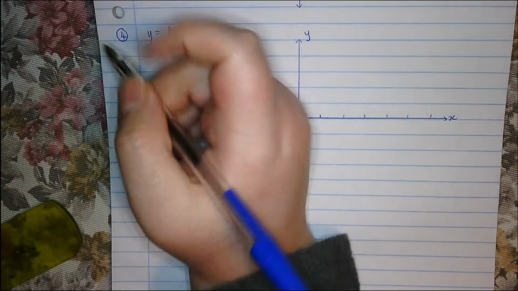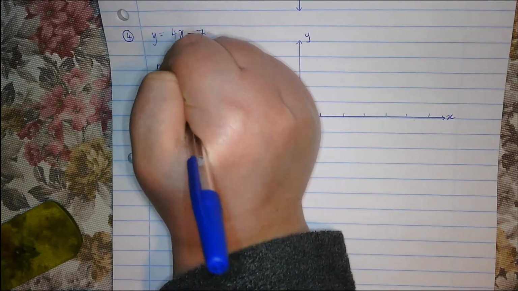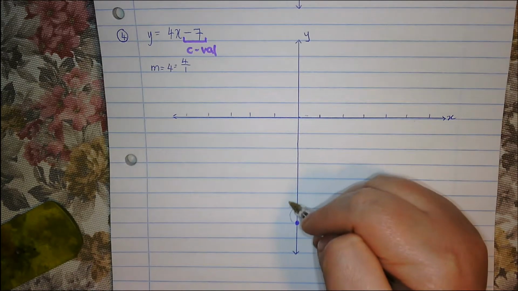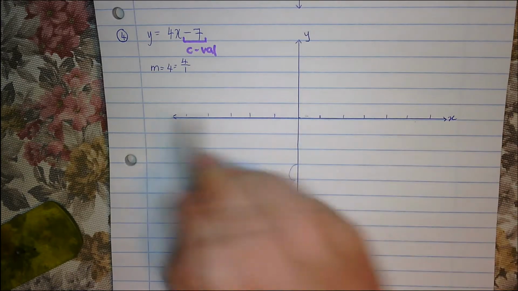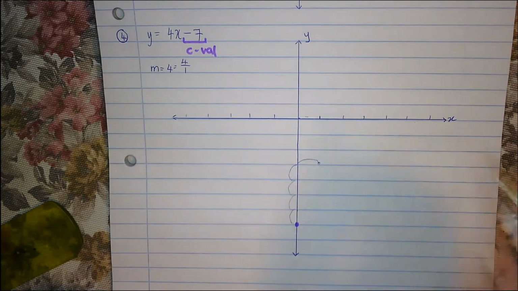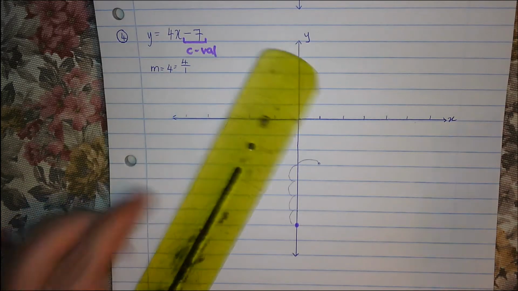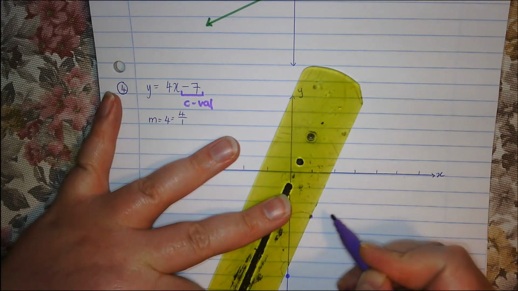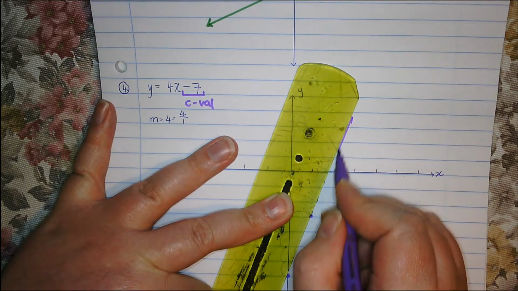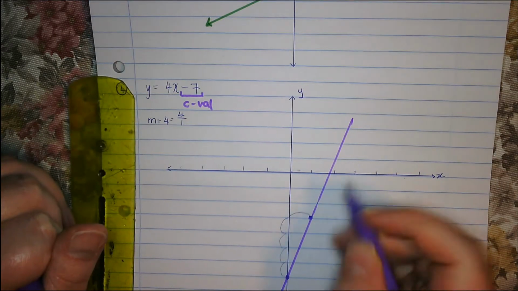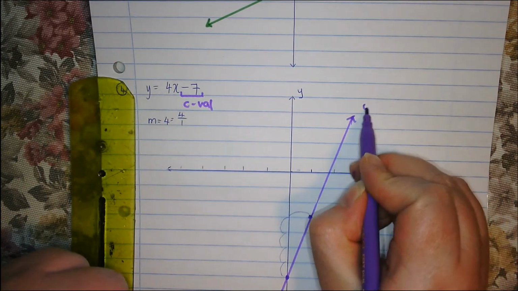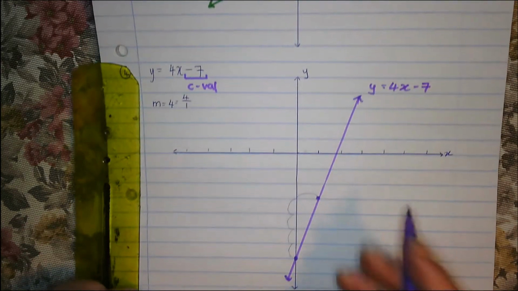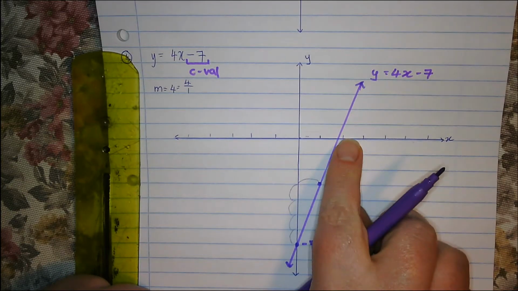Alright. And then my m value is 4, which we're going to rewrite as 4 over 1. So I'm going to move 4 up. 1, 2, 3, 4. And I'm going to move 1 to the right. 1. And I'm going to connect those dots. Like this. But remember, when you have a line that has two intercepts, you have your y-intercept, which is negative 7, and then you have your x-intercept.